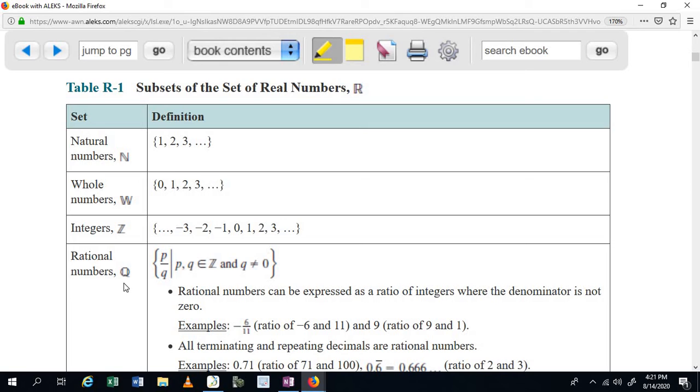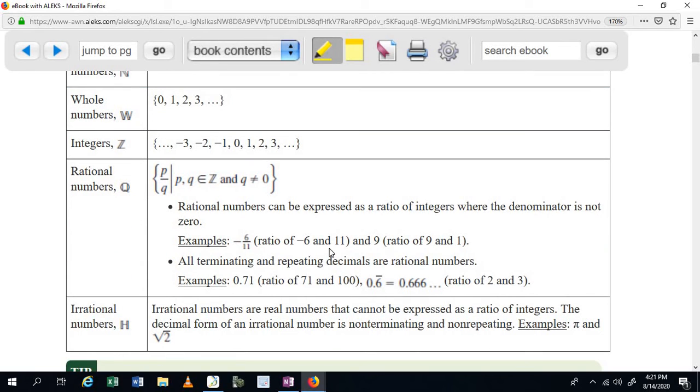Rational numbers are denoted with a Q, and they're the set of values that look like p divided by q, such that p and q are integers, elements of the integers, and q is not 0. So what does this mean? Basically, pick any two integers, p and q, and divide them. That's what a rational number looks like, as long as q is not 0. So for example, -6 and 11. If I took -6 divided by 11, that's an example of a rational number.